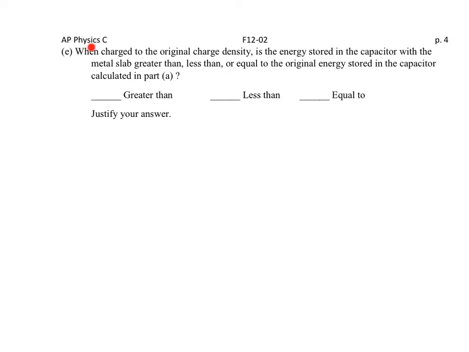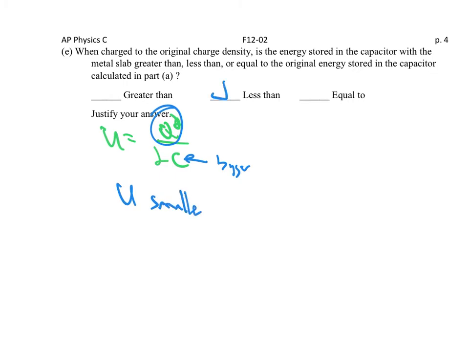Part E. When charged to the original charge density, is the energy stored in the capacitor with the metal slab greater than, less than, or equal to the original energy stored in the capacitor as calculated in Part A? Well, remember that the energy was Q squared over 2C. We haven't changed this part, but we've made this bigger, so the energy is smaller. We should get less than.